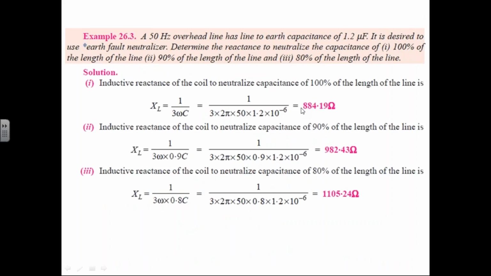We'll see another problem on the same topic. A 50 Hz overhead line has line to earth capacitance of 1.2 microfarads. It's not visible, one minute.